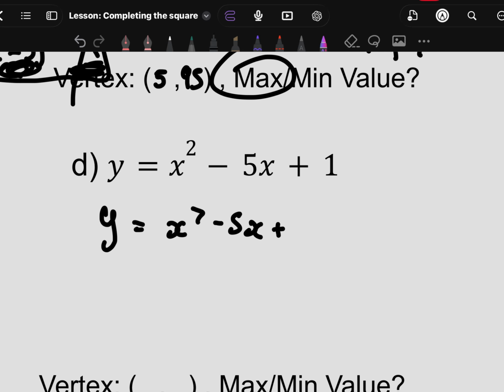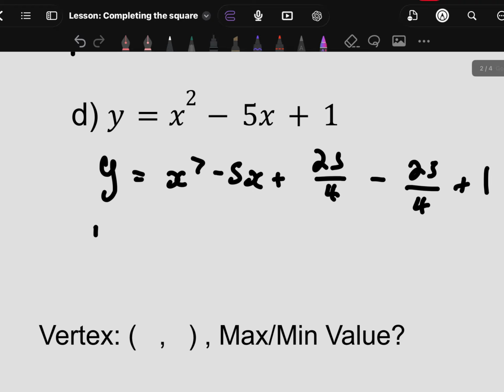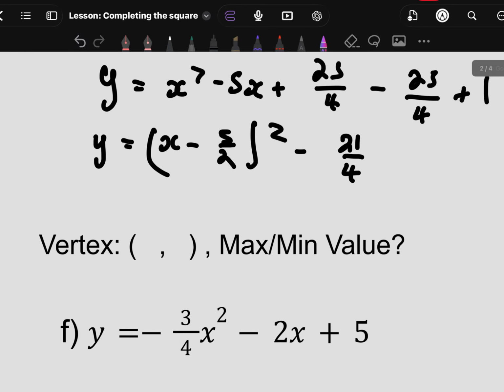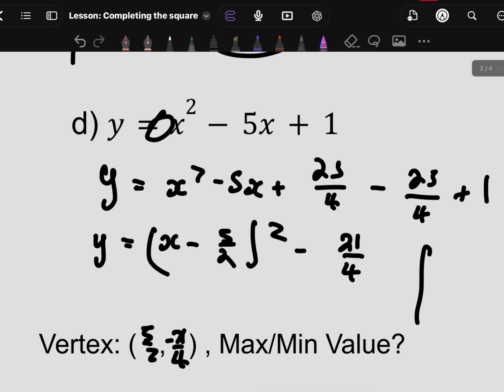which gets negative 5 divided by 2 squared, giving us plus 25 over 4 minus 25 over 4 plus 1. Now from here, we can factor it as x minus the answer, which is 5 over 2. And we can do negative 25 over 4 plus 1, which gets us minus 21 over 4. From here, it becomes 5 over 2, negative 21 over 4, and since the a value is positive here, it's a happy face, meaning that it's a min.